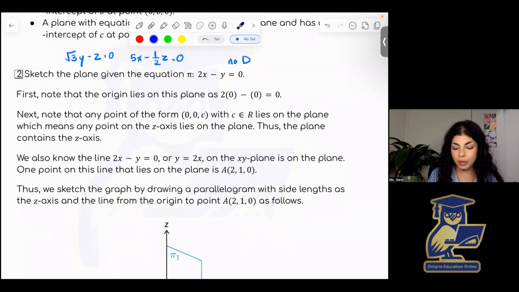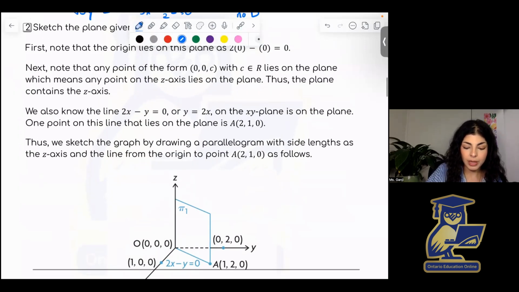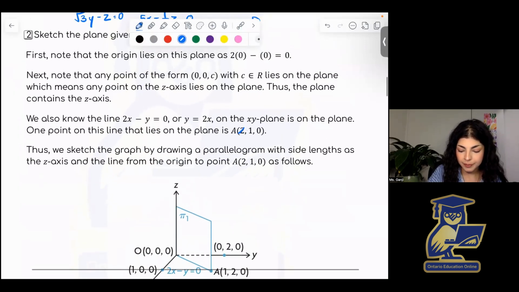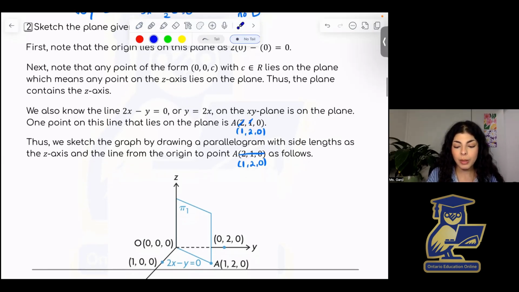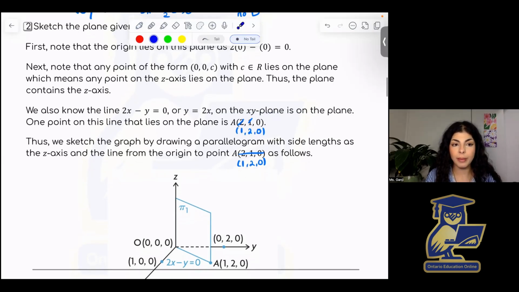So one example could be 1, 2, 0, my bad. So this will be 1, 2, 0, because when x is equal to 1 and this produces 2, then y will be equal to 2. And again, any value of z here works, but we just wanted to pick one point, and we picked it so that it is on the xy plane.